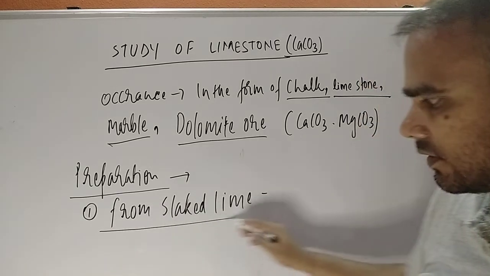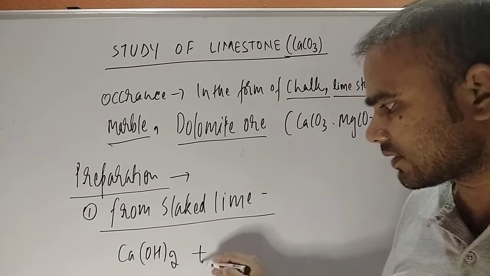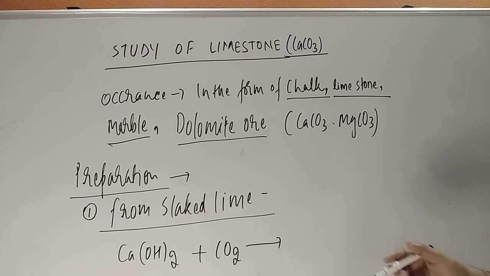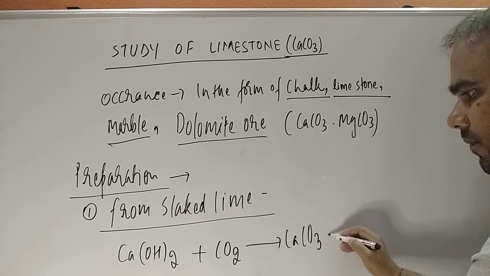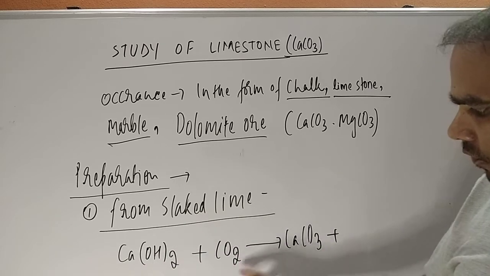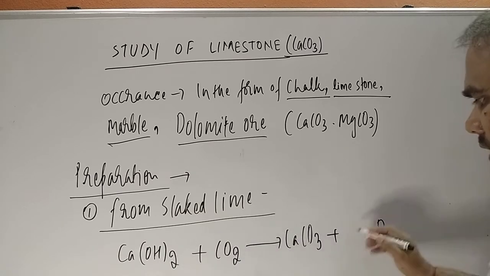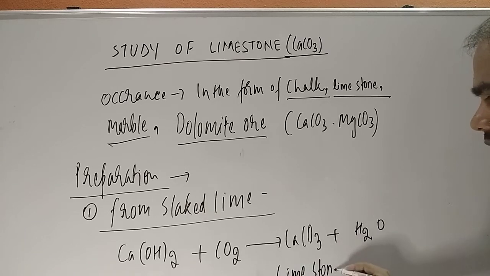Dear students, slacked lime is nothing but calcium hydroxide, and if you treat calcium hydroxide with carbon dioxide, it will give CaCO3. Here there are 2 plus 2, that is 4 oxygen on the left; 3 are used in CaCO3, so 1 oxygen remains. Hydrogen is 2, so it will give H2O. This is known as limestone. So how can you prepare limestone? If you treat calcium hydroxide with carbon dioxide, it will give limestone.